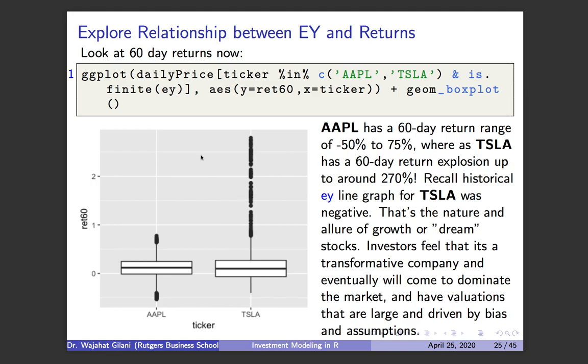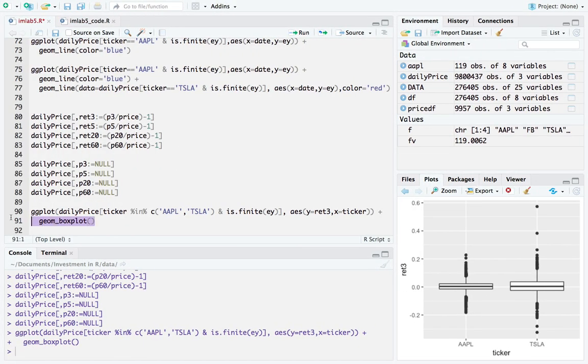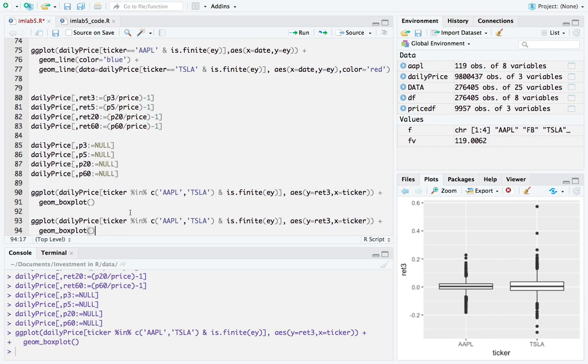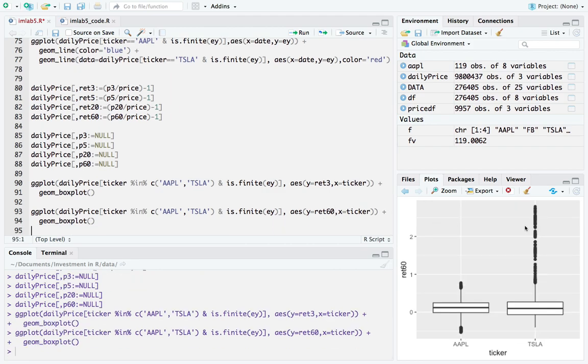All right, now let's look at the 60-day return. Okay, let's look at the 60-day return for Apple and Tesla. Now we're just going to take this, and here's the beauty of using R versus Tableau, because I could just copy and paste, change a variable, and I'm back in business in terms of analysis.